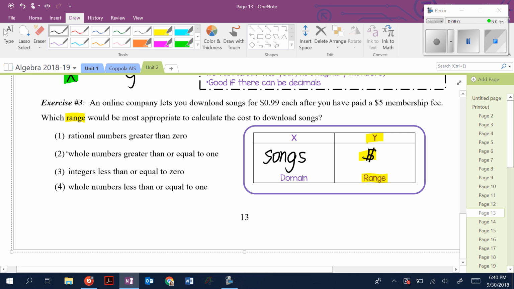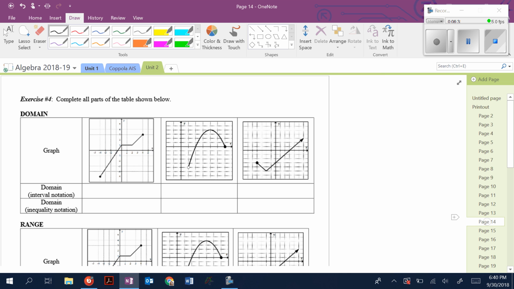Whole numbers greater than or equal to 1? Well, technically you could have $0, so I don't like that one. And whole numbers means that you wouldn't be able to have like $4.53. It would just have to be $4. Doesn't make sense. Integers less than or equal to 0, that's negative numbers. That would be really weird for money. Whole numbers less than or equal to 1. More negative numbers, not flying with me. I'm digging number 1 because rational numbers greater than 0 makes the most sense.